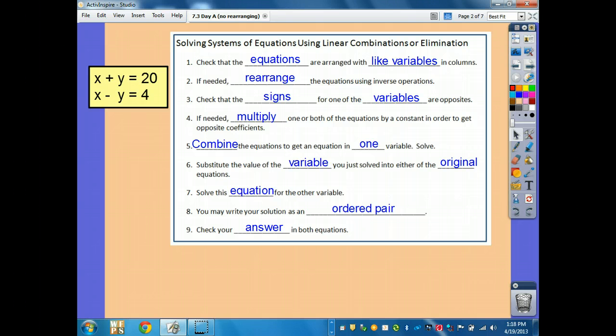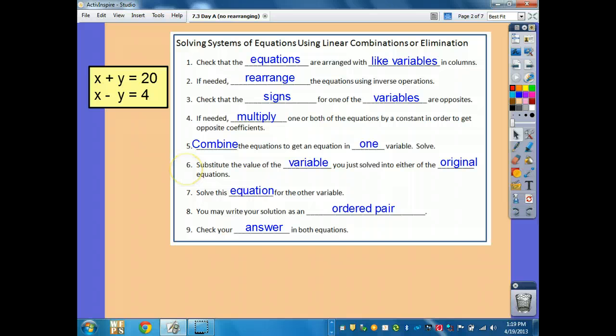Now that part, we won't be doing any rearranging until 7.3b, and that will be on Monday. So today's are pretty easy because there's no rearranging. I'm super nice. I put them all in order for you today. The columns are all lined up. Check to see that the signs for one of the variables are opposites. And you'll know what that means in a minute. I'll show you. Because if they're not, then you have to multiply one or both of the equations by a constant in order to get an opposite coefficient, meaning you might have to take it times a -1. Maybe you have to take everything times a -5. That kind of a thing.